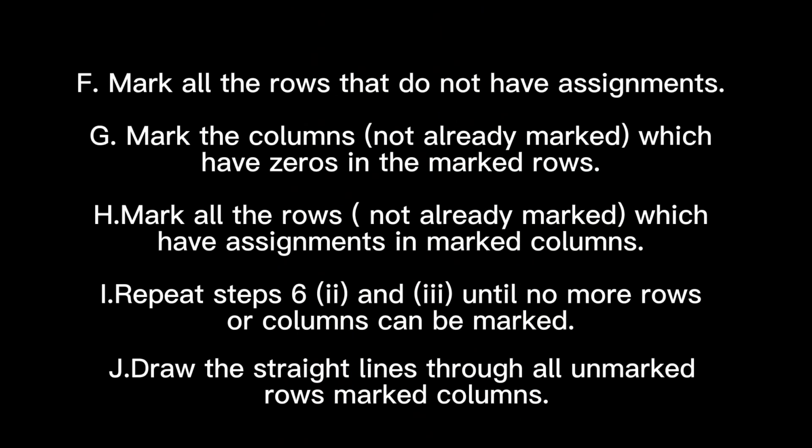First, mark all the rows that do not have assignments. Second, mark all the columns which have zeros in the marked rows. Third, mark all the rows that have assignments in marked columns. Fourth, repeat the second and third steps until no more rows or columns can be marked. Fifth, draw straight lines through all unmarked rows and marked columns.